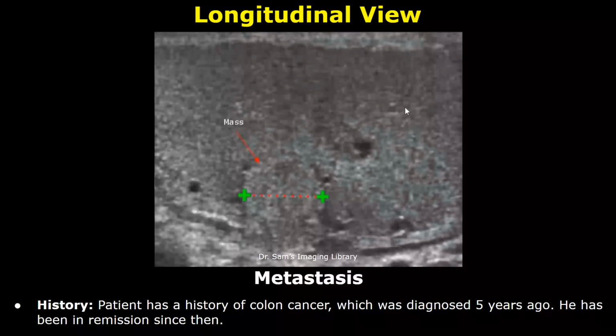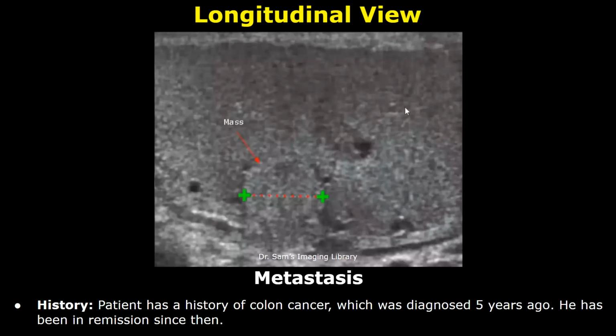Now we have a case of testicular metastasis. The patient has a history of colon cancer which was diagnosed 5 years ago. He has been in remission since then.